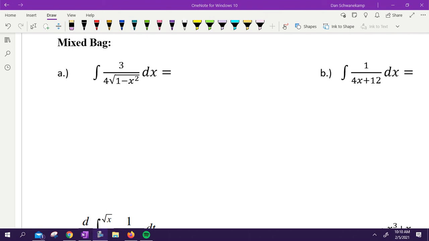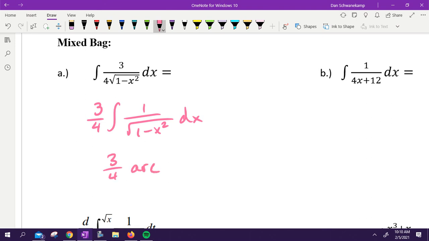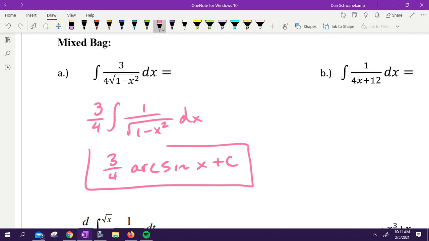Jesse, what'd you factor out? 3/4 comes out in front. Then he's left with this. That one right there, you guys told me it looked like arcsine because it is. It's 1 over, 1 minus, the baby squared, all square rooted. So this is 3/4 arcsine x plus c. Done. That's just arcsine.